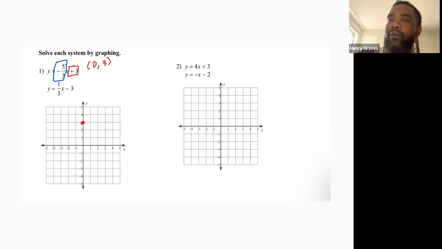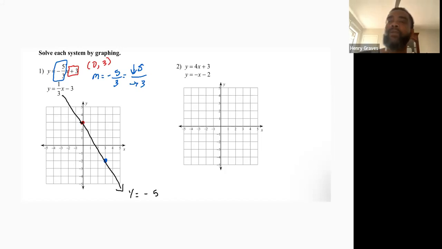So that means I'm going to go down 5 and then go to the right 3 from the red dot. So I'm going to go down 1, 2, 3, 4, 5, then 1, 2, 3, right there. See? Now I just connect the dots. So this is my function right here: y equals -5/3 x plus 3. Right?